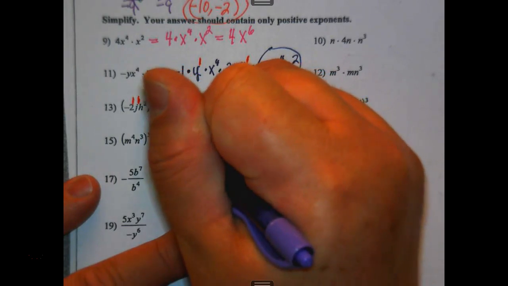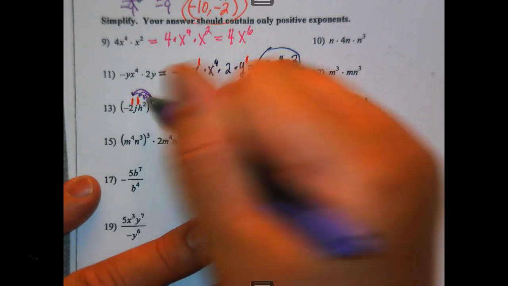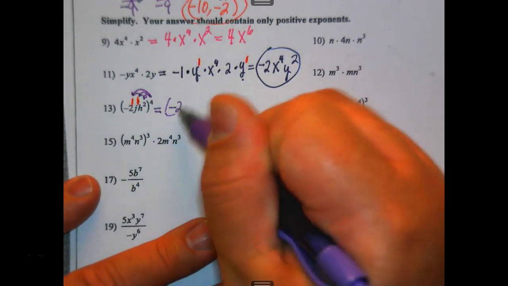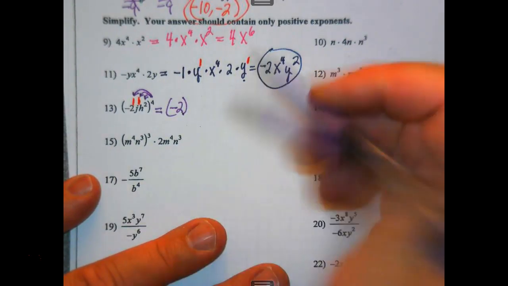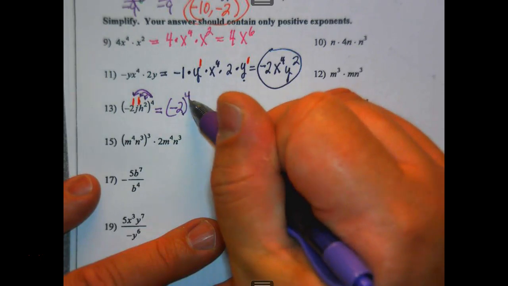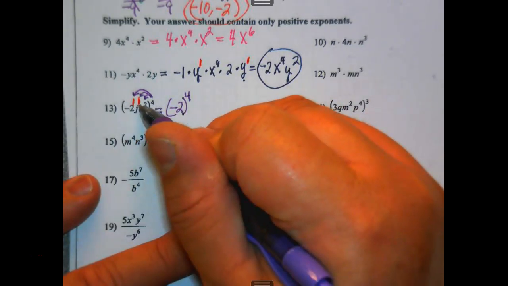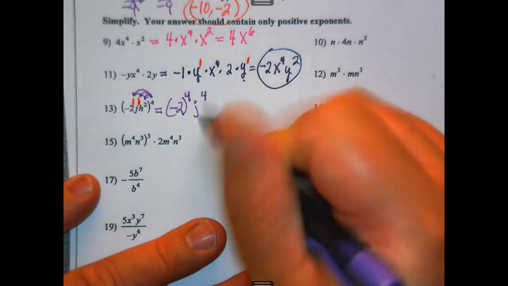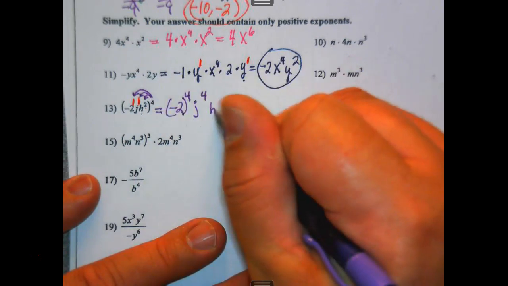I'm going to distribute that 4 over the parentheses. So I get -2. Now put parentheses around that -2, raised to the 4th, times j to the 1 times 4 is a 4. And h squared, 2 times 4 is 8.